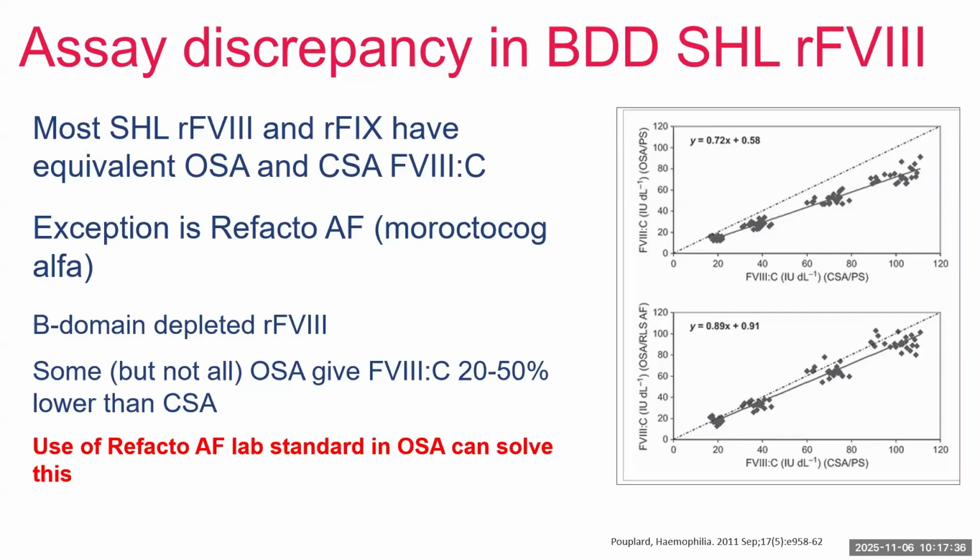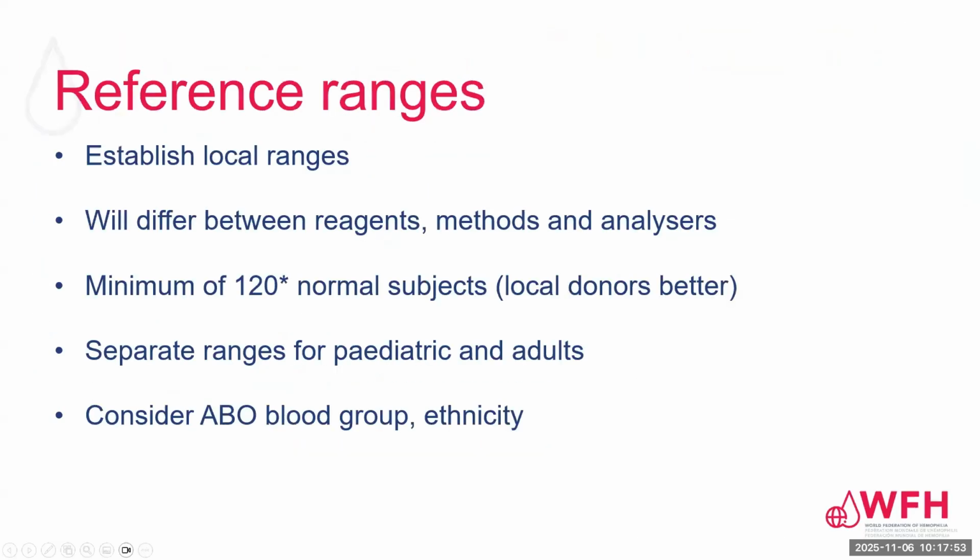So one of the ways to get around that is to calibrate your assay using a specific calibrator, a Refacto laboratory standard. And the bottom panel here shows that you can remove the difference between the two assays by using a laboratory standard. This is the slide that's got out of order.